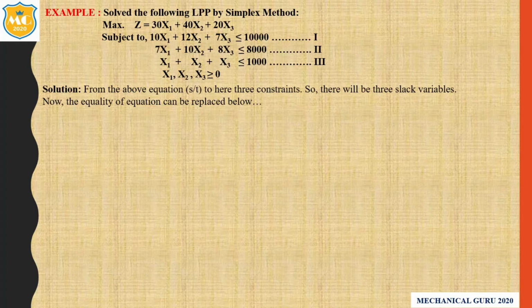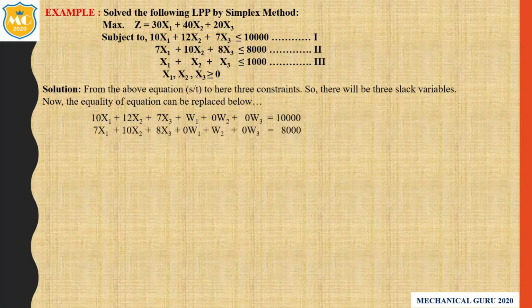So first we convert the equations. 10x1 plus 12x2 plus 7x3 plus w1 plus 0w2 plus 0w3 is equal to 10,000. Same in the second equation: 7x1 plus 10x2 plus 8x3 plus 0w1 plus w2 plus 0w3 is equal to 8,000. And the third constraint: x1 plus x2 plus x3 plus 0w1 plus 0w2 plus w3 is equal to 1000.